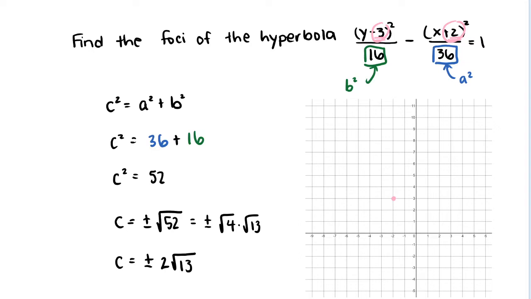And what we do is we draw this box. a units out to the right and to the left tell us the right and left sides of our box. And so a is equal to 6. So here I go 6 units out to the right, 6 units out to the left. Then I'm going to go 4 units up and down. b in this case is 4 because b squared is 16. So here's our box.